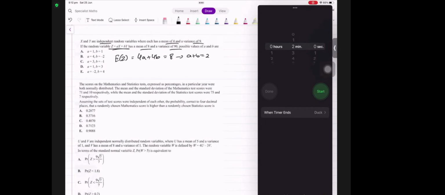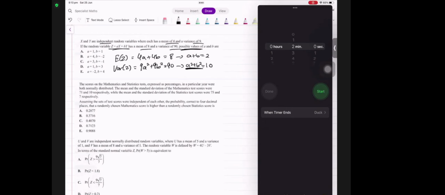Just to simplify that. Then you have variance of z. So the variance of each is 9. So that'll be 81. No, 81, sorry. It should be okay. You have 9a squared plus 9b squared should equal 90. So you get a squared plus b squared equal to 10. That's also why they give you possible values, because you can get plus or minus in your a's and b's.